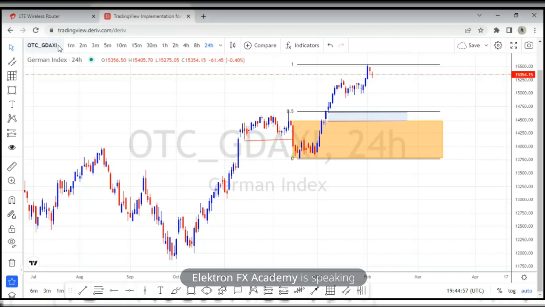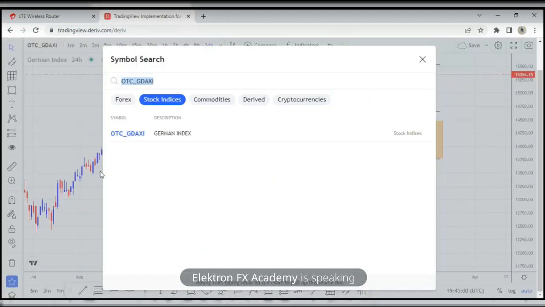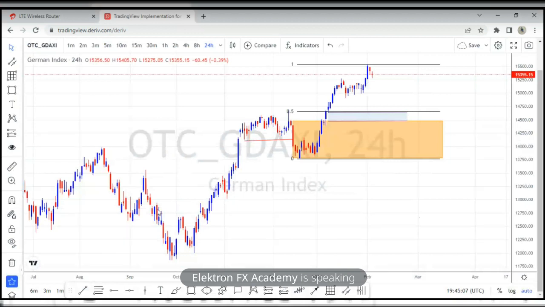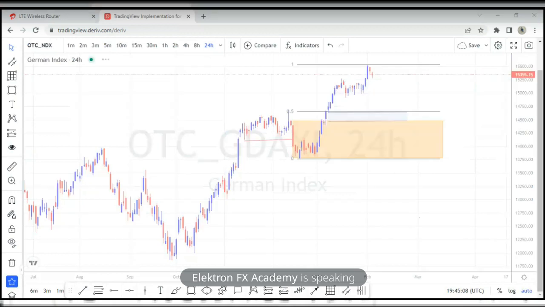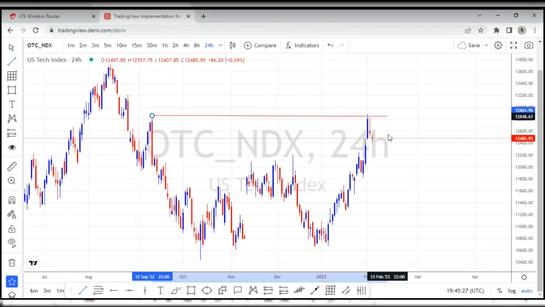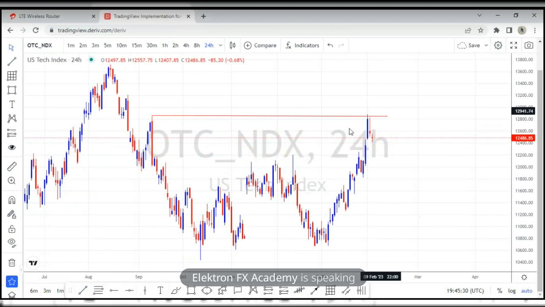So let's go to NASDAQ. It's still in stock indices. I think it's this one, this tech index, this one, NDX. That's NASDAQ. So her markup is also on the H1. She's bearish on the H1, right? And it should really be bearish because has this NASDAQ taken out liquidity? Yeah, it has. So I have a kind of liquidity grab there.